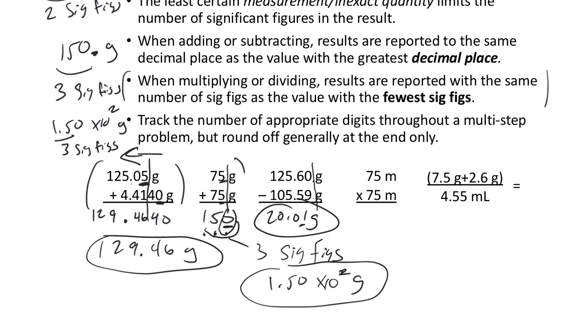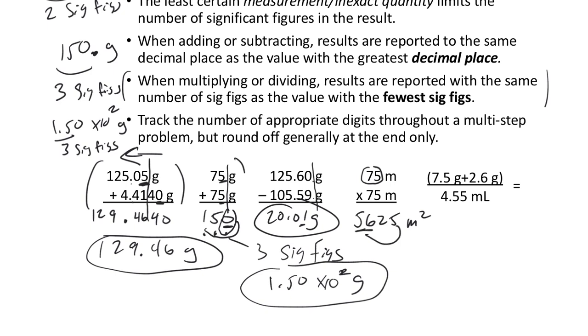So when we multiply 75 times 75, that's 5625, just throwing it into a calculator. But when you do 75 meters times 75 meters as some sort of inherent lab measurement of these values, then we have to count sig figs. So we're not changing arithmetic, we're just dealing with arithmetic of these inexact quantities. 2 sig figs times 2 sig figs. When multiplying or dividing, results are reported with the same number of sig figs as the value with the fewest sig figs. So they each have 2, so the result should be reported to 2 sig figs.